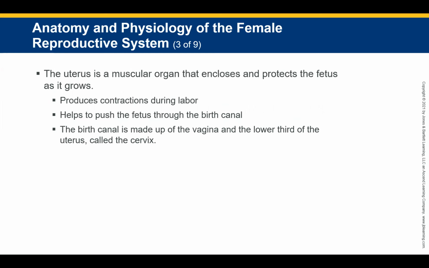The uterus is a muscular organ that encloses and protects the fetus. The uterus produces contractions during labor and ultimately helps push the fetus through the birth canal. So I would remember that. The birth canal is made up of the vagina and the lower third of the uterus called the cervix.